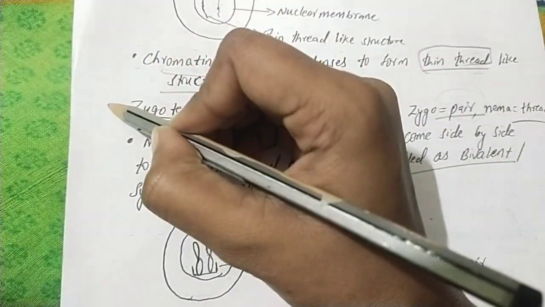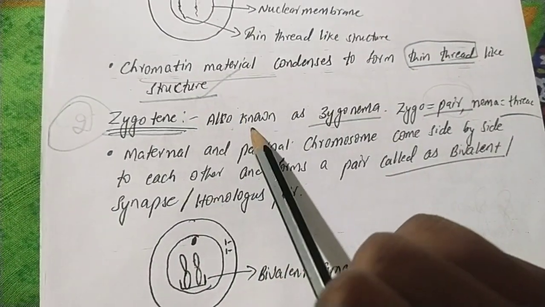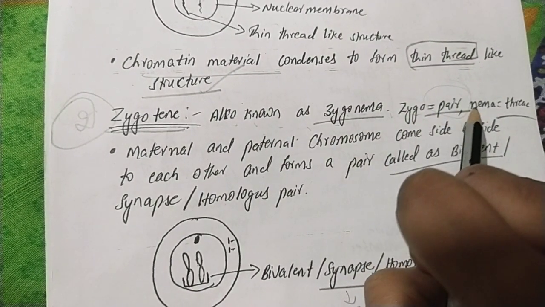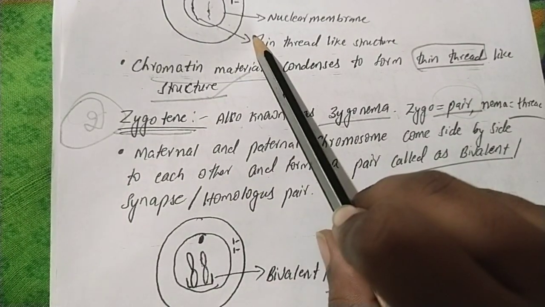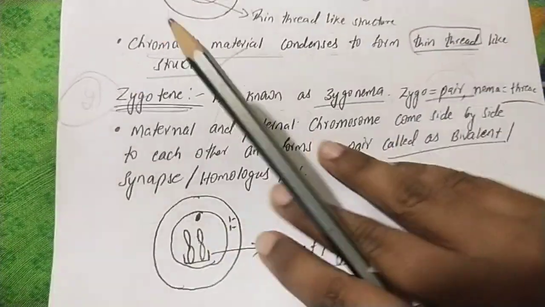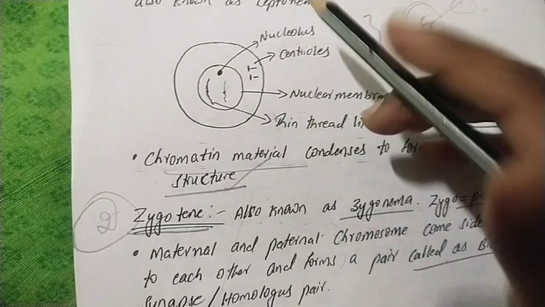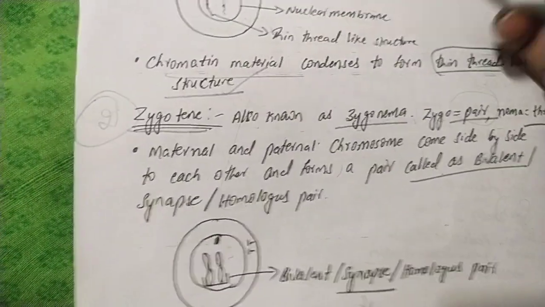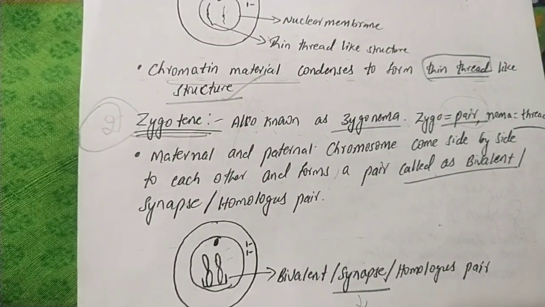The second one is zygotene, also known as zygonema. Zygo always means a pair, and nema means thread. So it is a pair of threads. The difference is that leptotene has thin single threads, while zygotene has paired threads, bivalents. That's the difference between leptotene and zygotene in prophase 1.